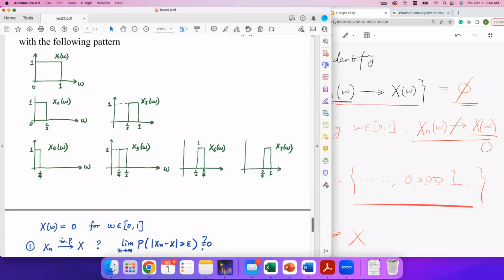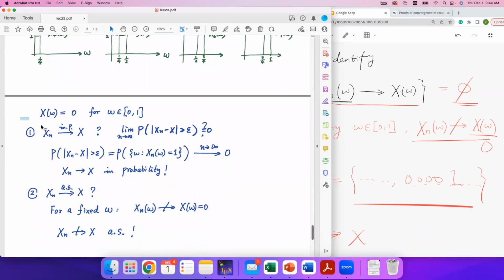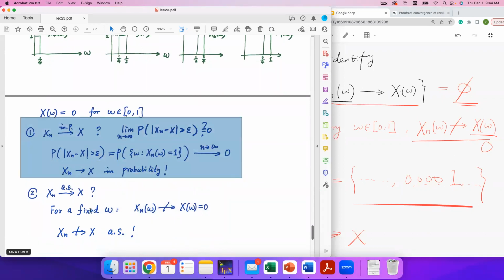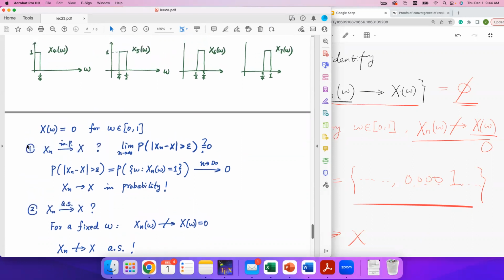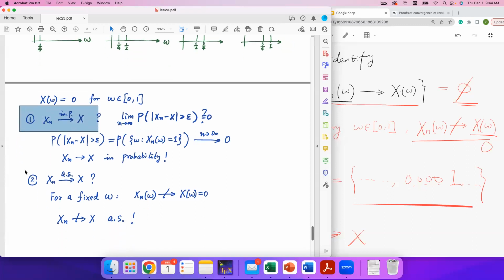So this is an example where we have convergence in probability, but not almost sure. But later on, I think we will have a conclusion that almost sure will imply convergence in probability, but not the other way. So this is a stronger convergence, but this is a weaker convergence. This is an example to show that the weaker convergence happens, but not the stronger convergence. Convergence in probability happens, but not convergence almost surely.